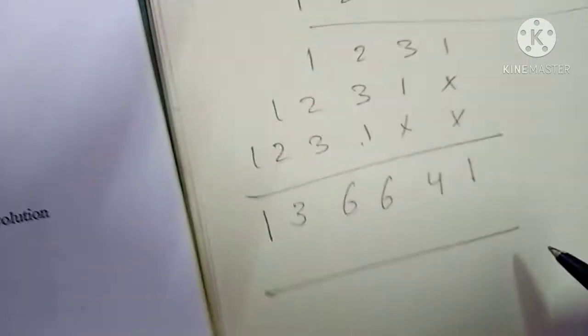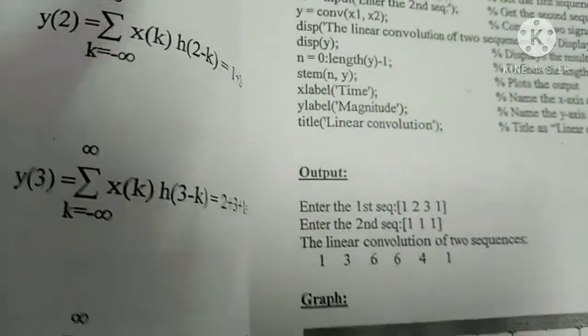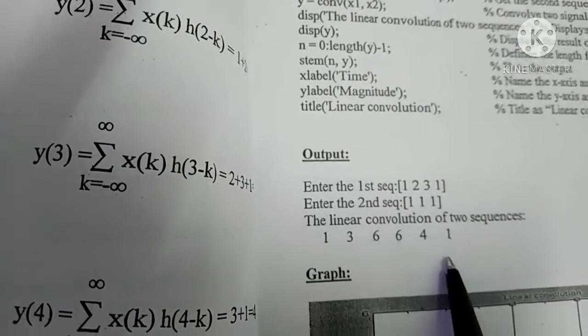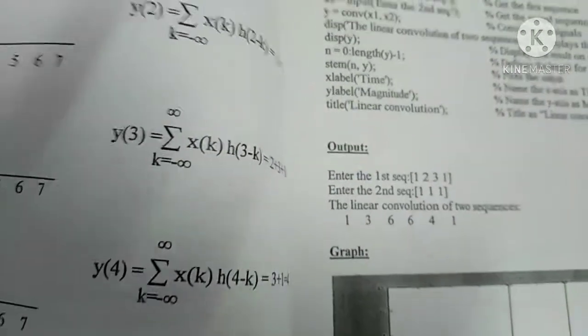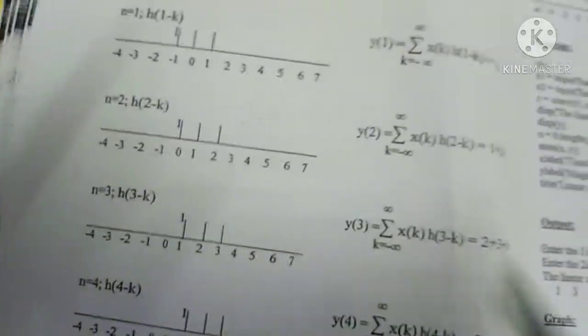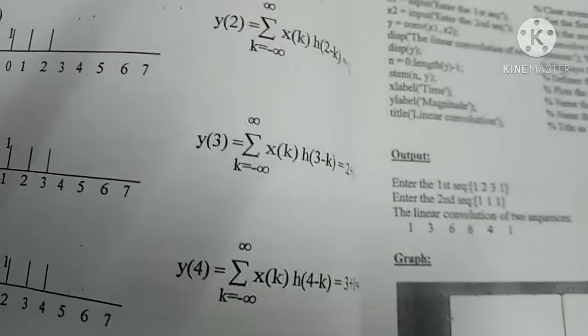So we get the answer 136,411. Same answer we can obtain after doing our result and convolving. We are getting the answer, that is 136,441. Okay. So in the formula method we can get the same answer, or we can use the shortcut method.